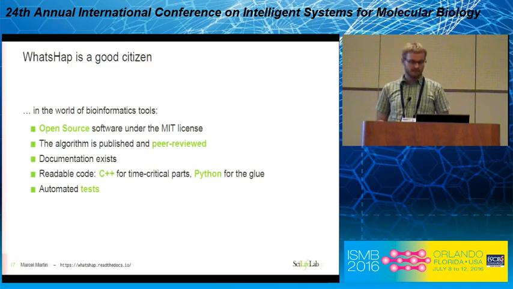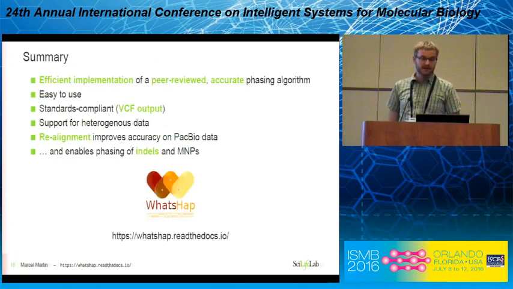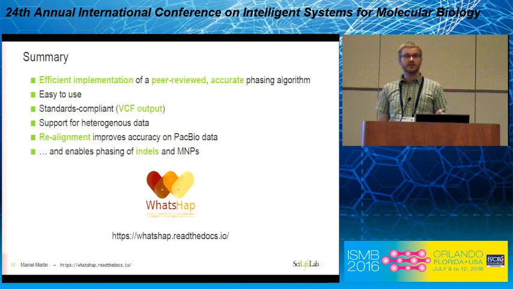automated tests. So in summary, WhatsHap is an efficient implementation of a peer-reviewed and accurate phasing algorithm. It's easy to use, it's standard compliant, it supports VCF output, it does support heterogeneous data, its support for realignment improves accuracy on PacBio data quite significantly, and it also enables us phasing of indels and MNPs. So these are unique features which you cannot find in any other program combined.